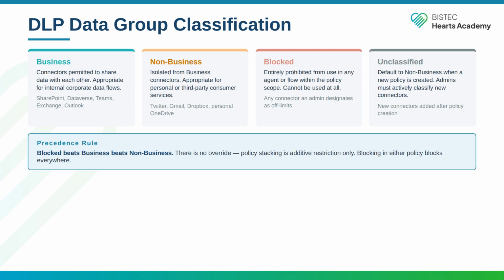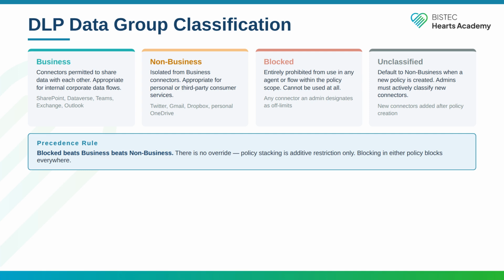Personal or consumer services, Twitter, Gmail, Dropbox, personal OneDrive, belong here. A connector in non-business cannot share data with connectors in business, and vice versa. The two groups are walled off from each other within a given policy scope. Blocked is the group for connectors that are entirely prohibited. No agent or flow within the policy scope can use a blocked connector under any conditions.